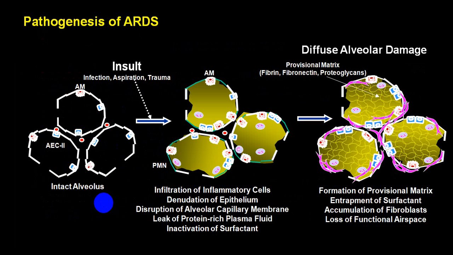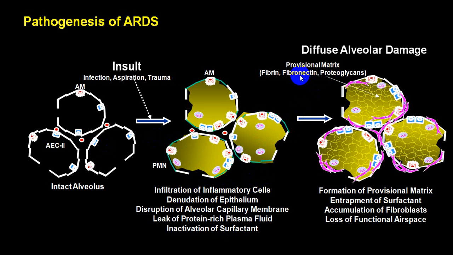So impaired gas exchange, decreased lung compliance, pulmonary hypertension, all will lead to resistant hypoxia. So this is a slide showing you the effect on alveoli leading to infiltration of inflammatory cells, disruption of the alveolar capillary membrane. You can see that the alveolar capillary membrane is disrupted, and you will have a leak of protein rich plasma fluid, and there is an inactivation of surfactant.